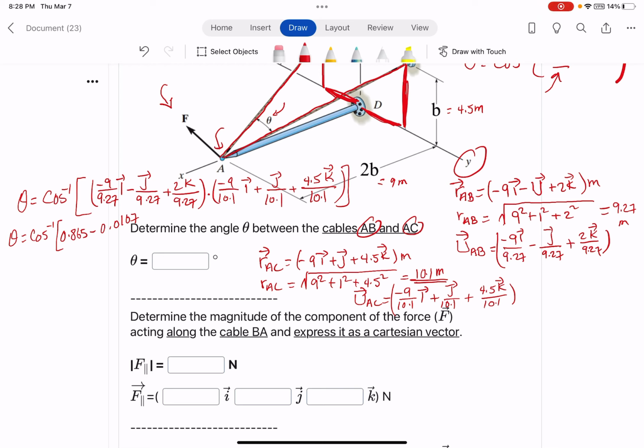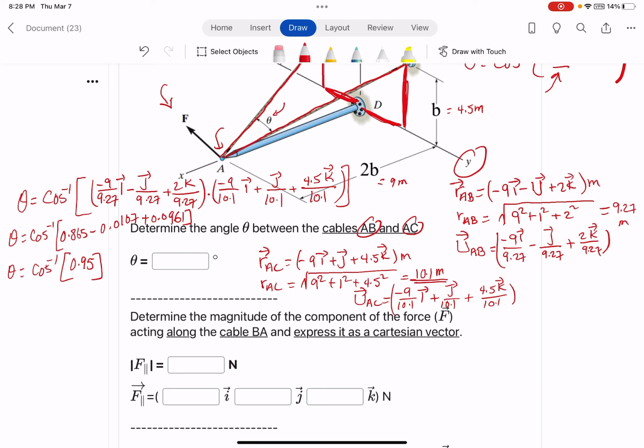0.0107, and then the other one, 2 over 9.27 times 4.5 over 10.1, and that is plus 0.0961. Close this, and then 0.096 minus 0.0107 plus 0.865, and now this is going to be theta, cosine inverse 0.95.